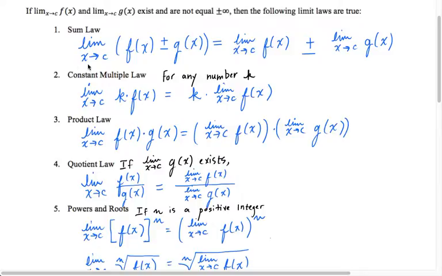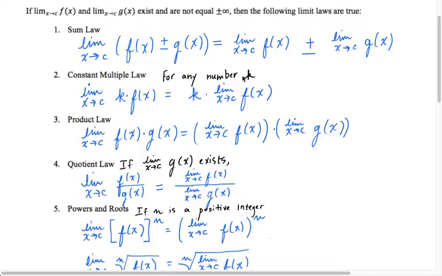If the limit as x approaches c is of a sum of 2 functions, you can split that into a sum or a difference of 2 limits of those functions. So the limit as x approaches c of f of x plus or minus g of x can be split into 2 limits, the limit as x approaches c of f plus or minus the limit as x approaches c of g of x.